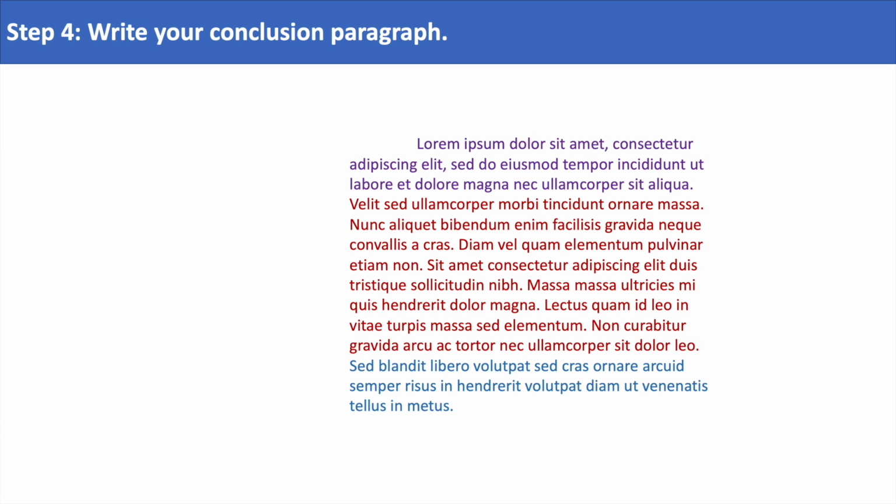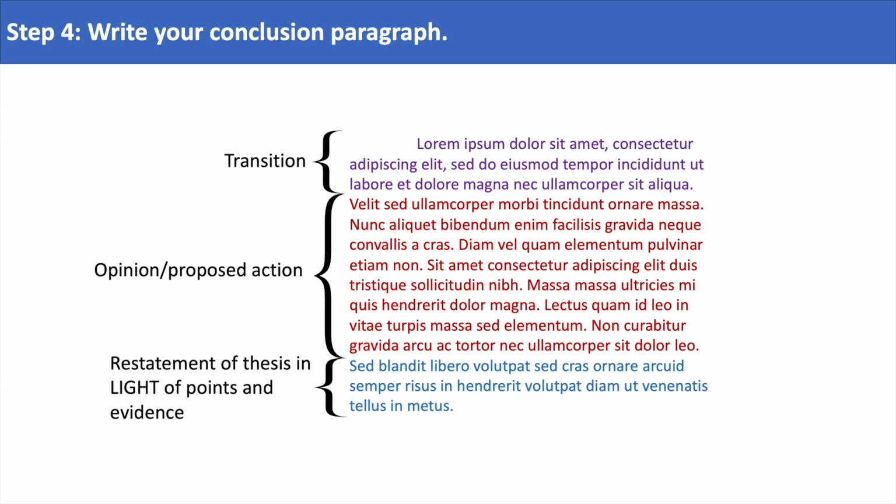Step 4, write your conclusion paragraph. Your conclusion paragraph should begin with a smooth transition into the conclusion. And while your conclusion should not present any new information, it is an opportunity for you to insert your own opinion on what you think should be done with the information you have presented. Your essay can then conclude with a restatement of your thesis in light of the points and evidence you presented in your body, making a definitive closing statement to your argumentative essay.